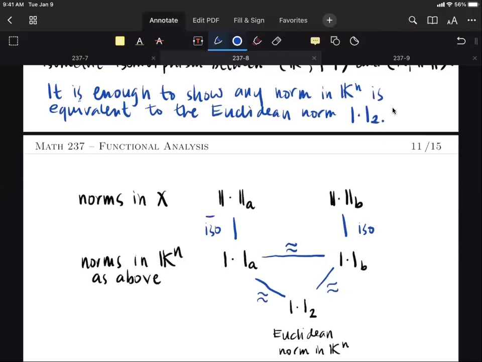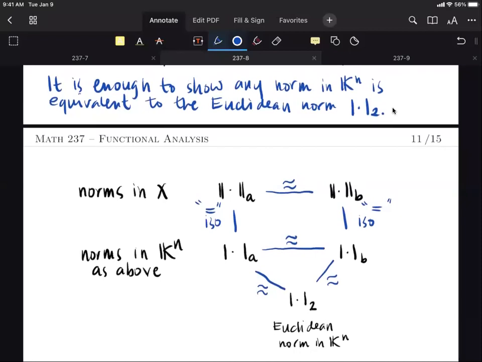When you say isometric, you can think of equality with respect to the mapping J. So if this norm is equal to this, and this is equal to that, and furthermore, this is equal to this, one can show that these two are equivalent. That's the main idea of why it suffices to establish the equivalence of any norm in K^n with respect to the Euclidean norm.